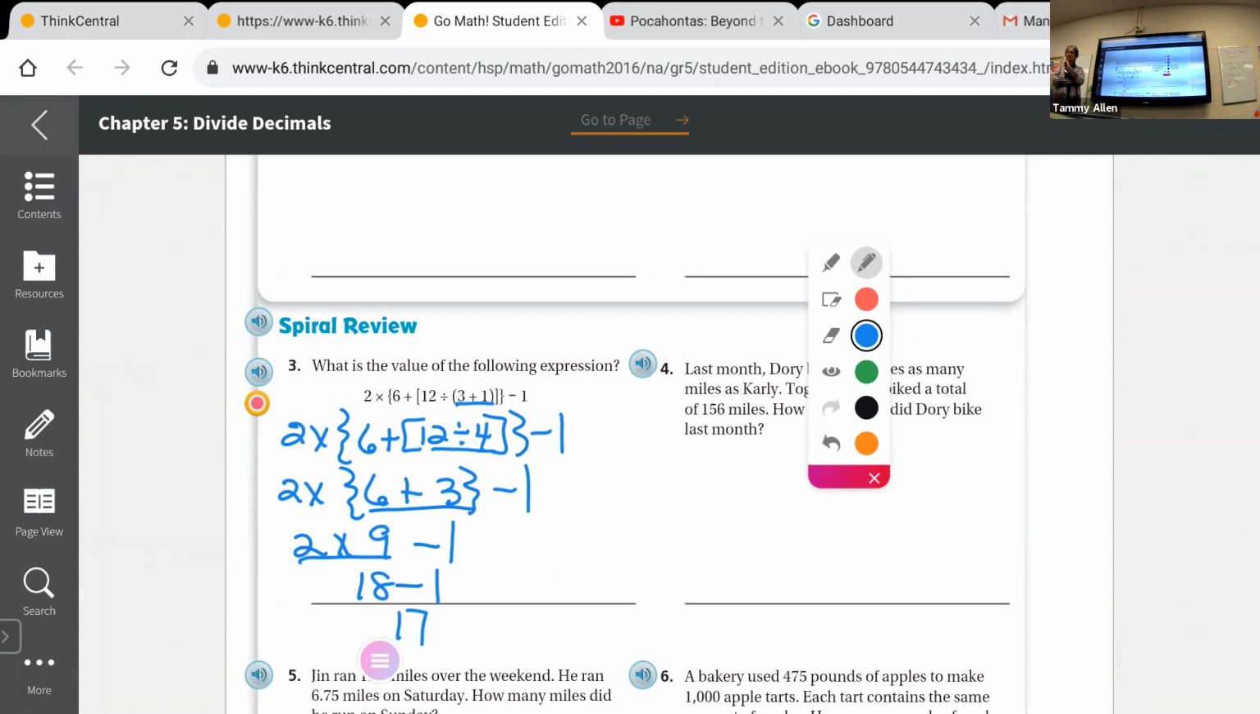Any questions on the order of operations there? Our next test will have questions like this on it. Are there any questions? Yes.